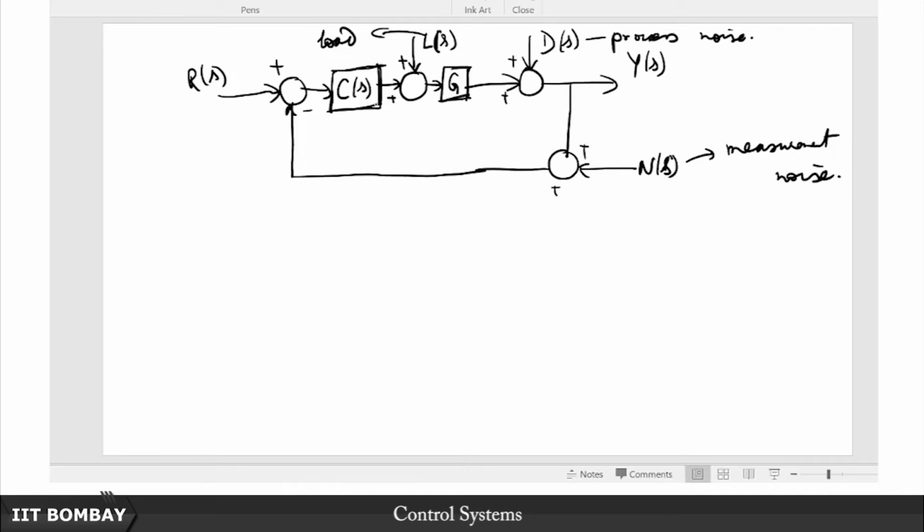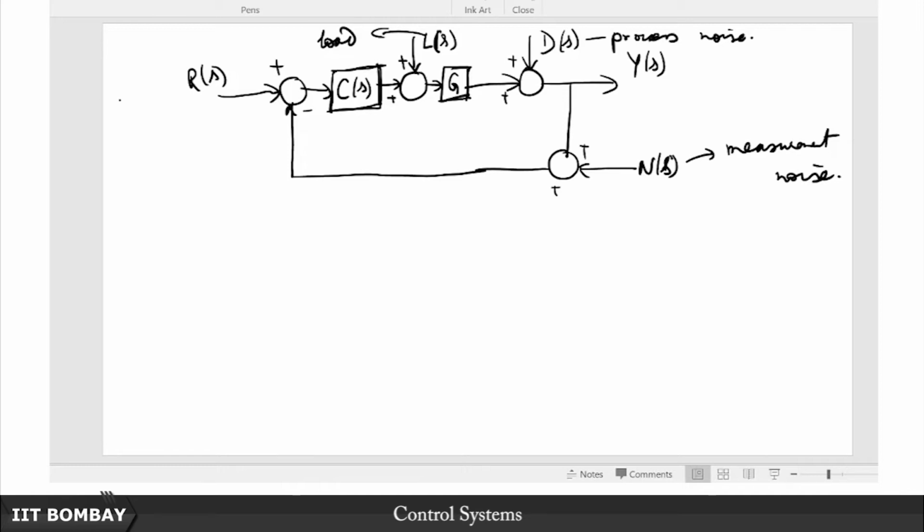And then it is the job of this controller to robustify this system in the sense that despite the presence of these process noise and the measurement noise and this load disturbance, the reference signal R(s) should still be tracked well enough by the output signal, that is Y(s), right.